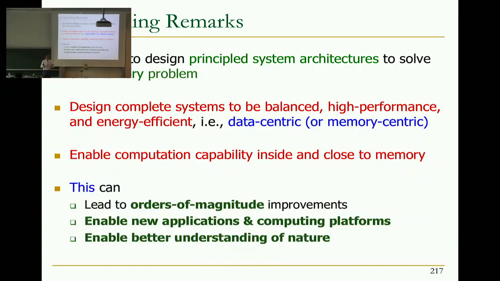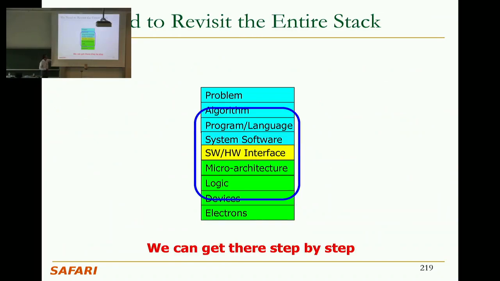But maybe if we actually have something more data-centric, that will look more like humans. Actually, neuromorphic computing is based on that, right? And maybe there are some other things that we don't know of over here. So I think regardless of the challenges, there are a lot of opportunities. But we have to think across the stack, and we can get there step by step.